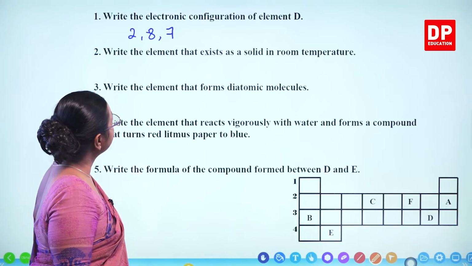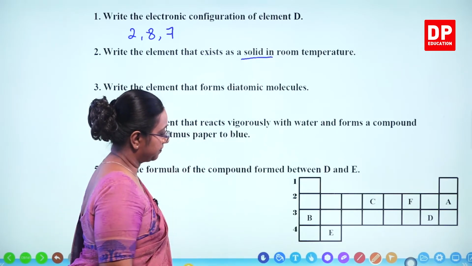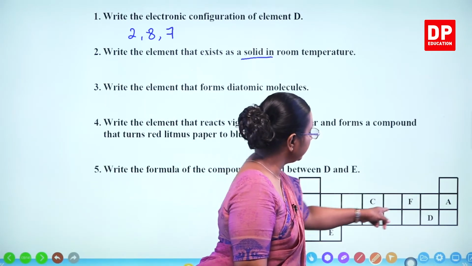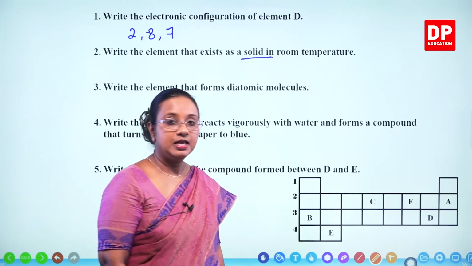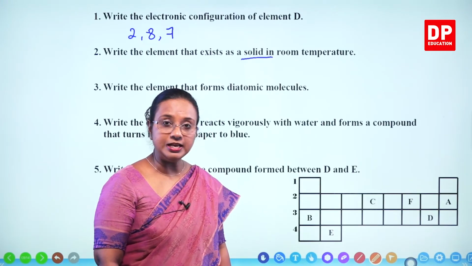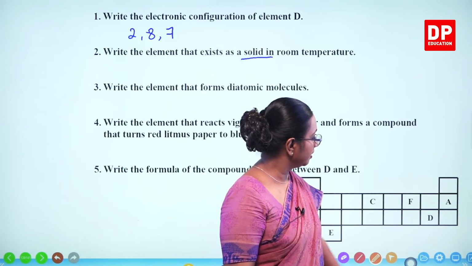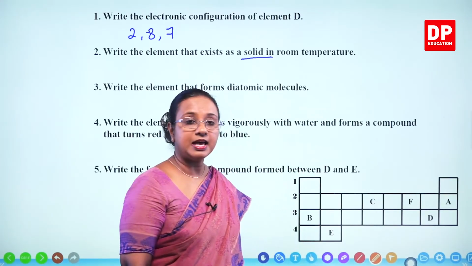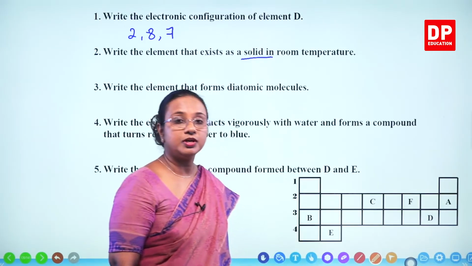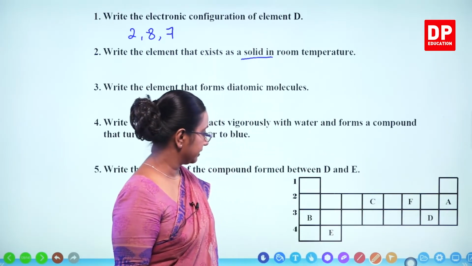Write the element that exists as a solid in room temperature. Out of these, you can see already we have C. C is carbon that we identified as a solid. Then F is oxygen. We have A, that is a noble gas, neon. And D is also a gas, it's chlorine. So these are all gases.